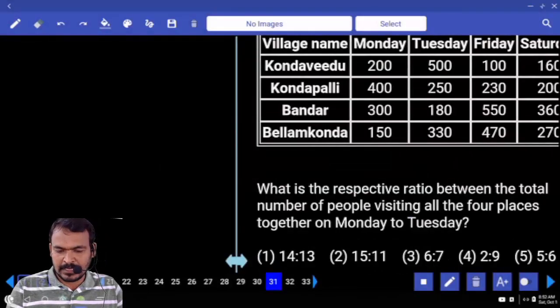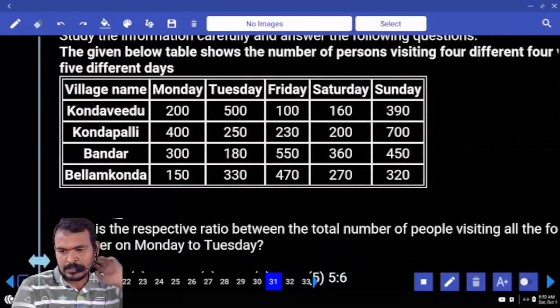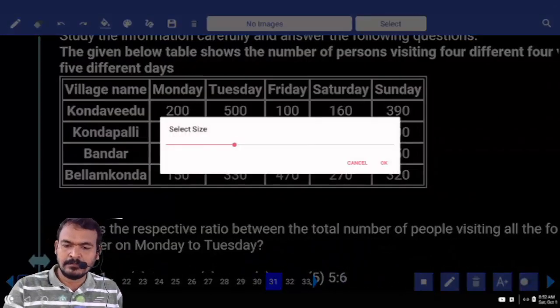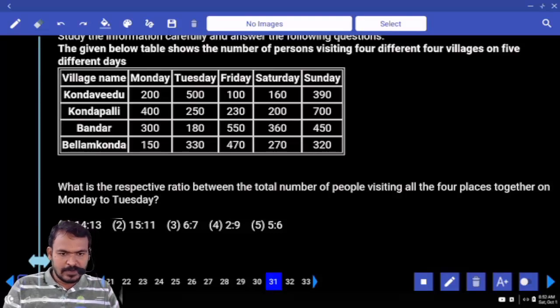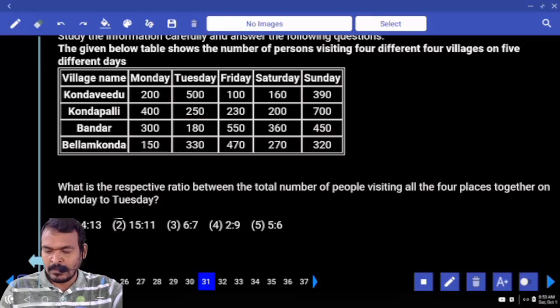Question number 31. For questions 31 to 35, a table is given. Villages and days are given. What is the first question?